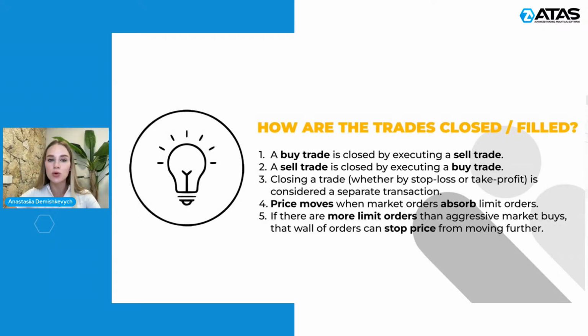Price moves when market orders absorb limit orders, while if there are more limit orders than aggressive market buyers or sellers, the wall of orders can stop price from moving further. So every time you see the price slow down, you might now think that there is a wall of sell limit or buy limit orders potentially stopping the price from moving further.